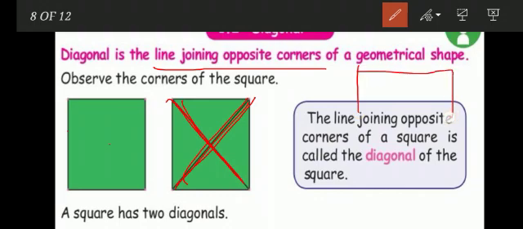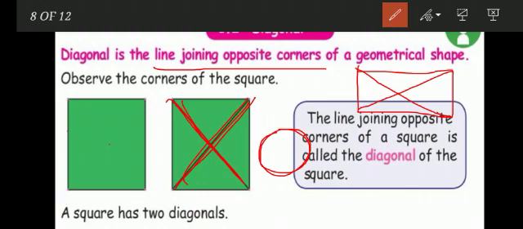How many diagonals does the rectangle have? And diagonal means what? Line joining opposite corners. So the rectangle also has two diagonals. Rectangle also has two diagonals. Okay, in this, now I draw the circle.